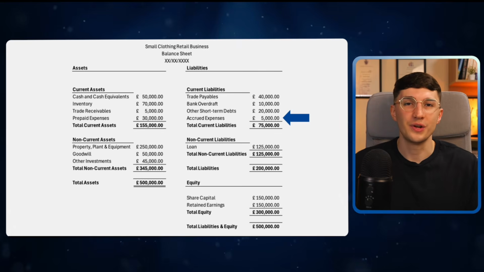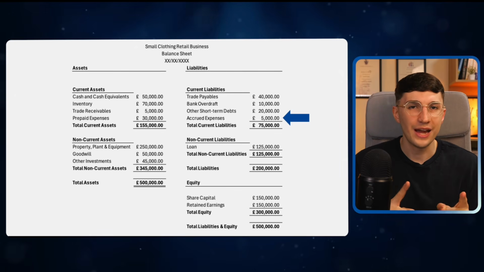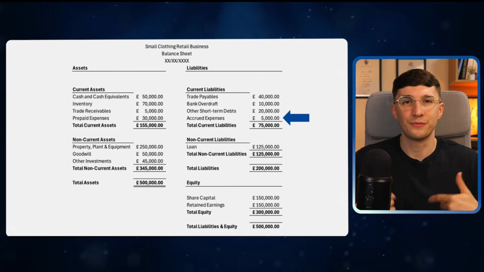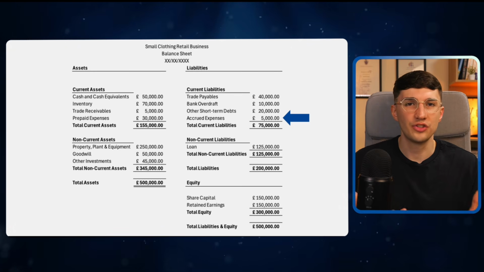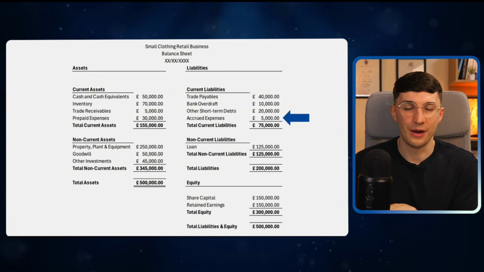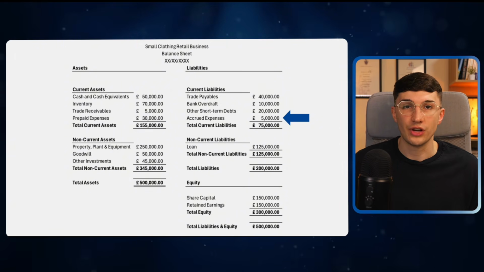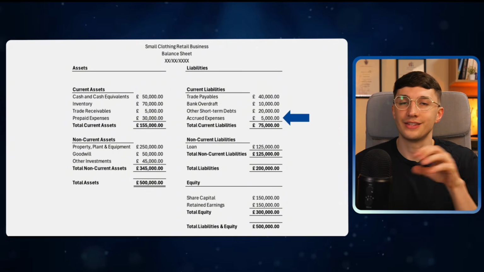And then we've got accrued expenses. So think, if prepaid expenses is expenses that we've paid for in advance, well, accrued expenses is something that we owe. So essentially, we're behind on our expenses or our bills. So let's say, for example, we're in January, but we haven't yet paid for our December rent.